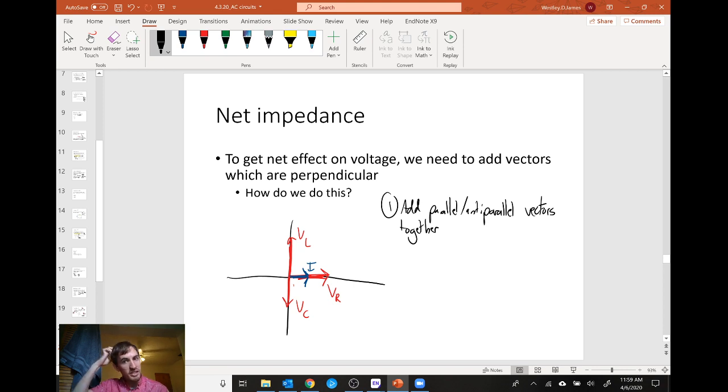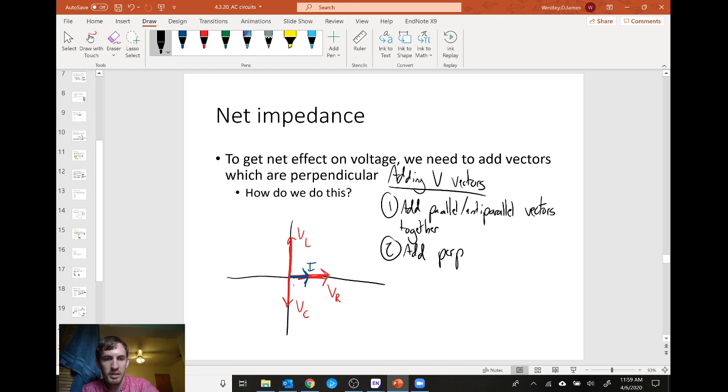Okay, so as far as adding, we're going to add our vectors together. And we're just adding voltage vectors. And then we'll add perpendicular vectors. Okay? Because that's just how you add vectors. Imagine you add all the X components together and all the Y components together, and then you add the perpendicular vectors. So let's go ahead and add our two, and just to clarify, this is the origin.